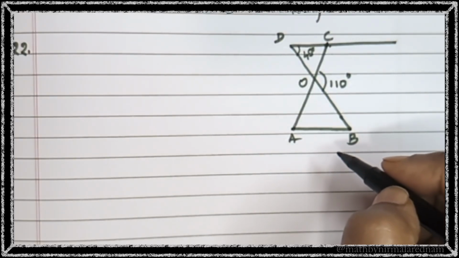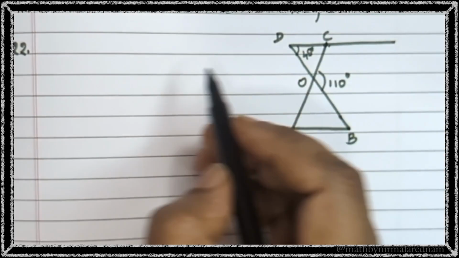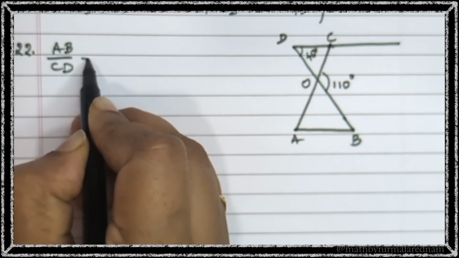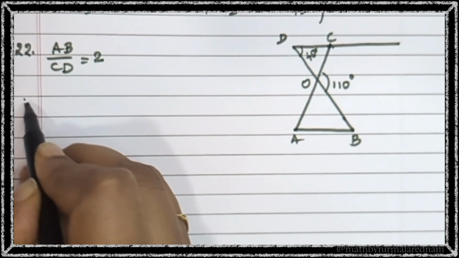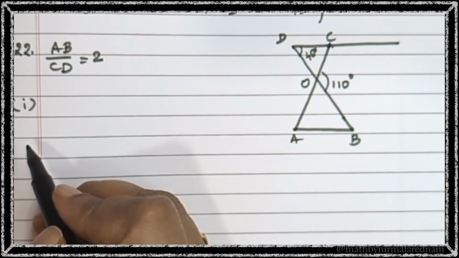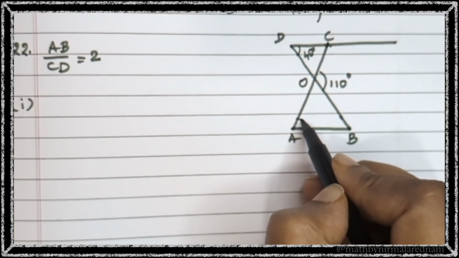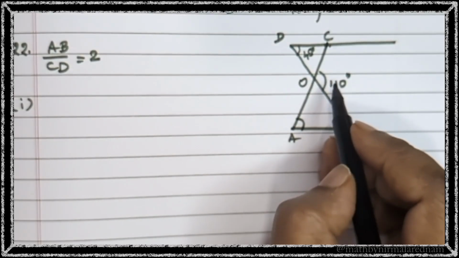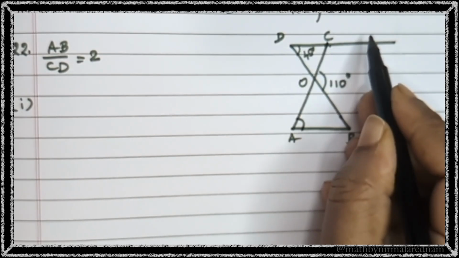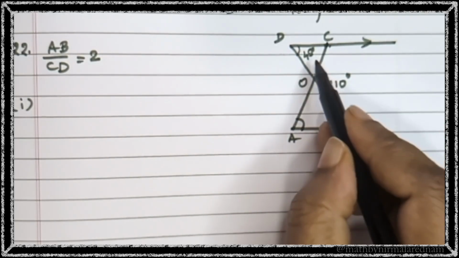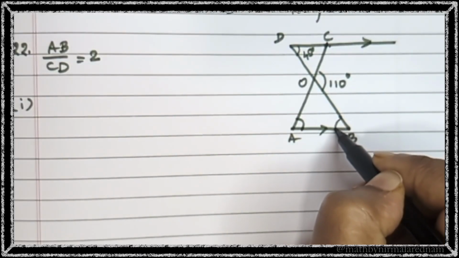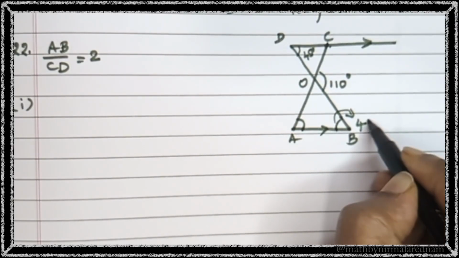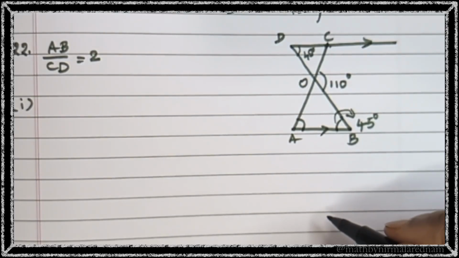Now they're asking us, and also it is given that AB by CD is equal to 2. Okay. Now how do I find the measure of angle OAB? This is the angle that I'm interested in, right? So you can see that here, if this is 45, because this is parallel to this. So if this is 45, these are interior alternate angles. So this is also going to be 45 degrees, right?